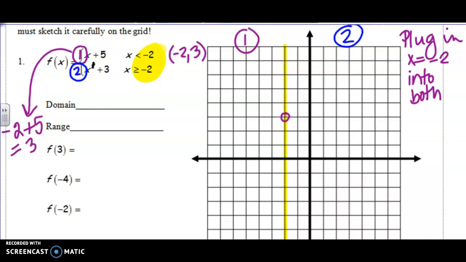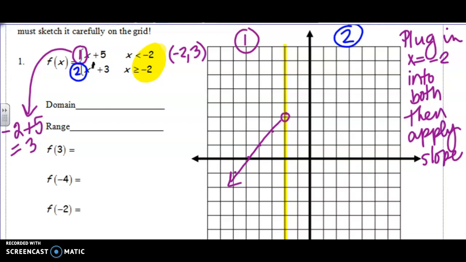Okay? From there, you can then apply your slope. So another strategy is to apply your slope after you plug in your boundary point. So from here now, that point -2, 3, I'm going to go up 1 over 1, which sends me into the wrong territory. So I would go down 1, left 1, down 1, left 1, down 1, left 1, till I get a few points lined up, and then I have that one graphed.